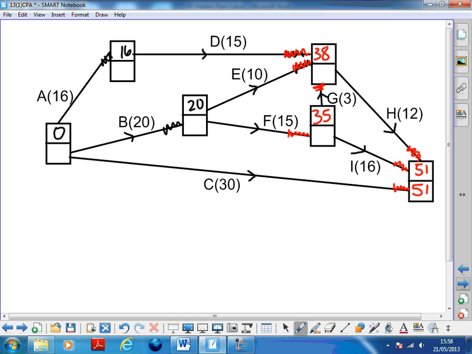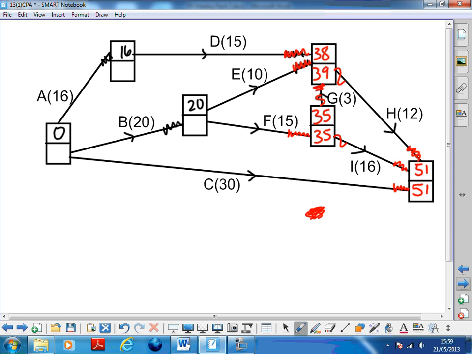This one's got one thing coming out of it. 51 minus 12 is 39. Then one below it, that's got 2 things coming out. 1, 2, so 2 things to consider. 51 minus 16 is 35. I'm going to make a note of that. And 39 minus 3 is 36, so the smallest is 35.